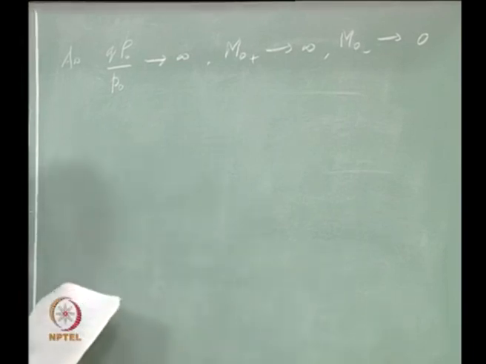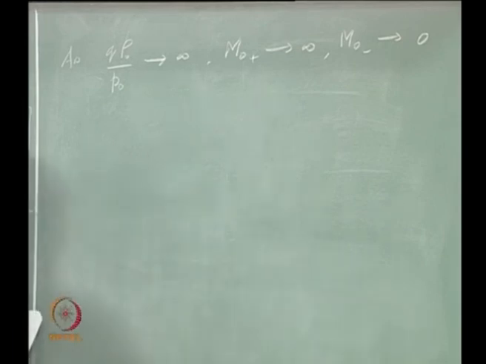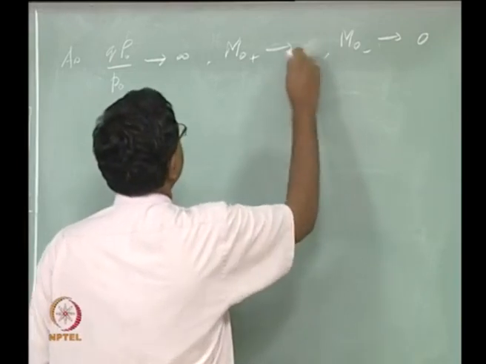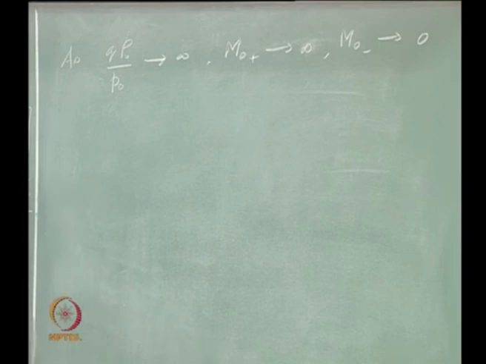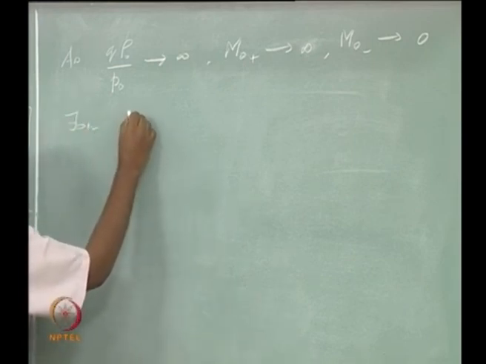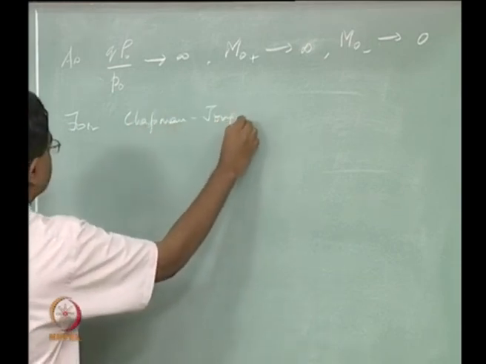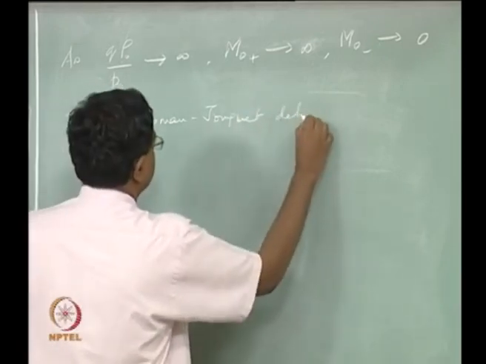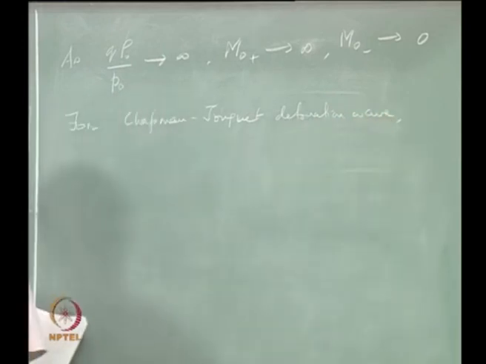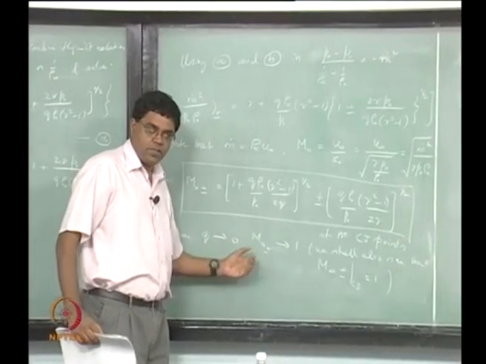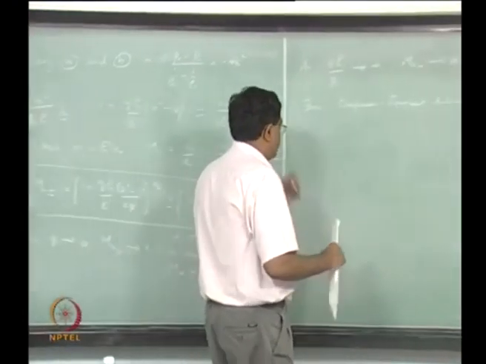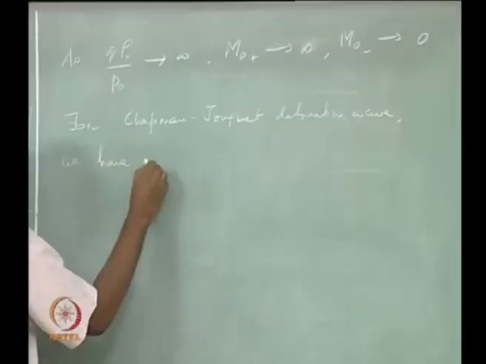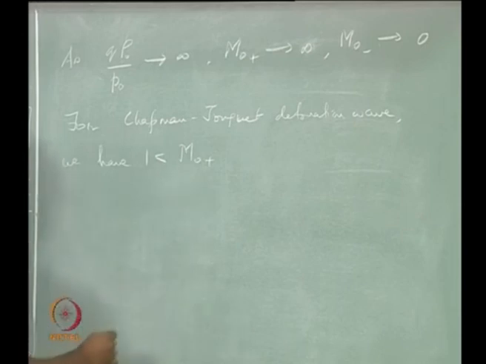So what this means is, what you're then saying is, for the Chapman-Jouguet detonation wave, keep in mind when Q is equal to 0, M naught plus or minus, both of them are going to be equal to 1. That's a lower limit as far as the heat is concerned, right? So for the Chapman-Jouguet detonation wave, we have M naught plus going from 1 to infinity, right?